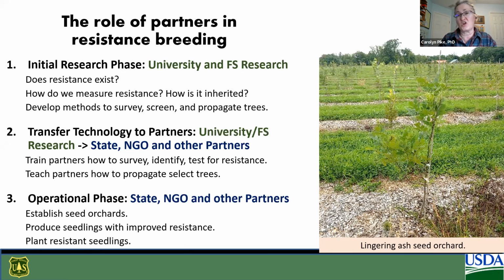Also, we want to teach our partners how to propagate trees so that we can have hubs of them around the landscape. The operational phase is really mostly partners. Research doesn't need to participate. Establishing seed orchards, producing seeds with resistance, and planting them.